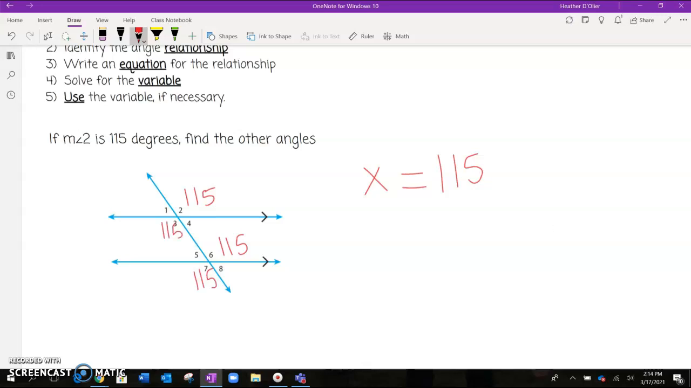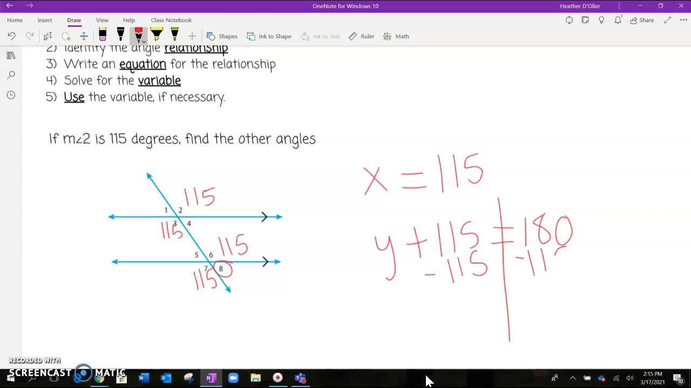If they had given me that but asked for 8, again, I'd move that 115 down. Look at the relationship between 6 and 8. Notice that they are on a line. So I'm going to use Y this time for 8. So Y plus the 115 should equal 180. So since I know that, subtract 115, subtract 115, I get that Y equals 65.